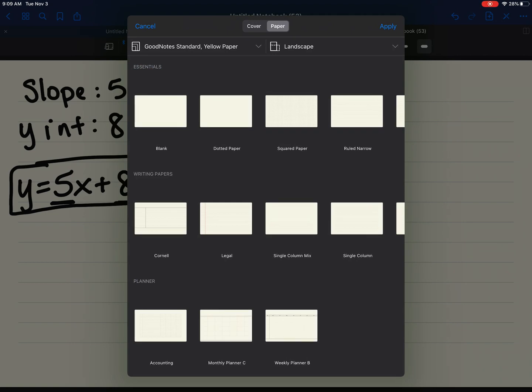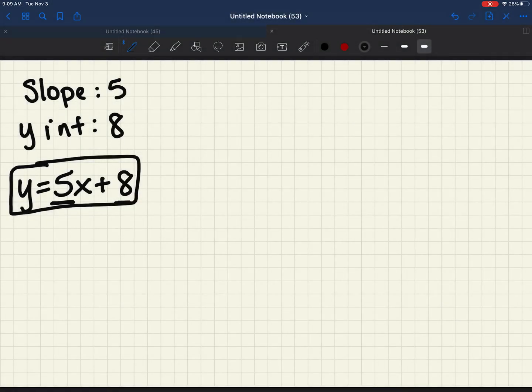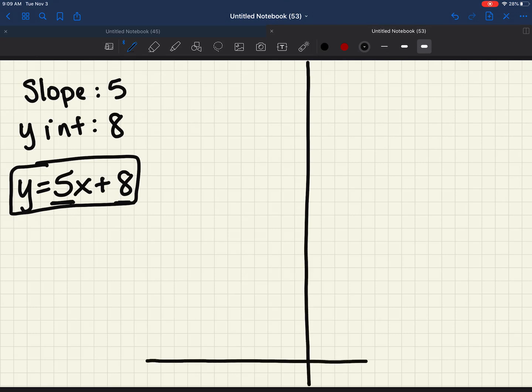Okay, I'm going to go ahead and change this to graph paper. So now we're going to graph. Now, I'm putting my x and y-intercept, like I'm showing that really low on my graph because I know that my y-intercept is 8 and I know my slope is 5, so I'm planning ahead. I know my graph is going to get really tall, okay?